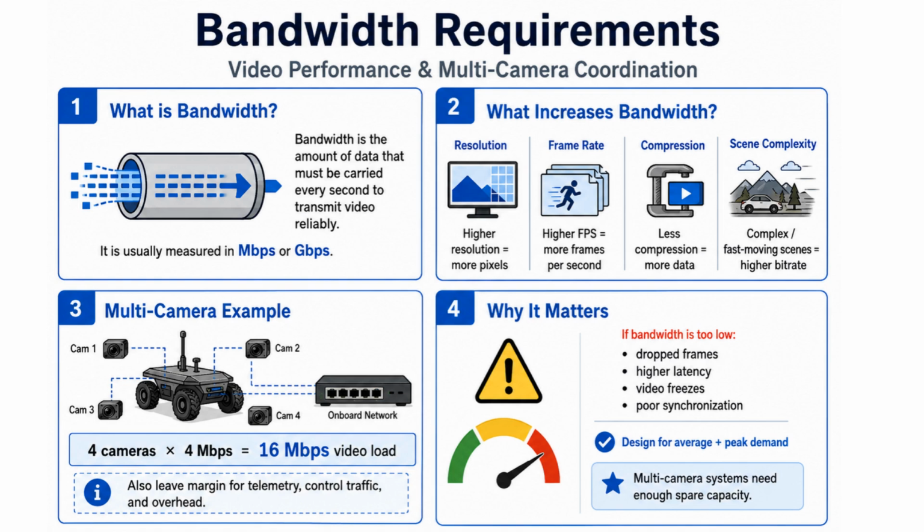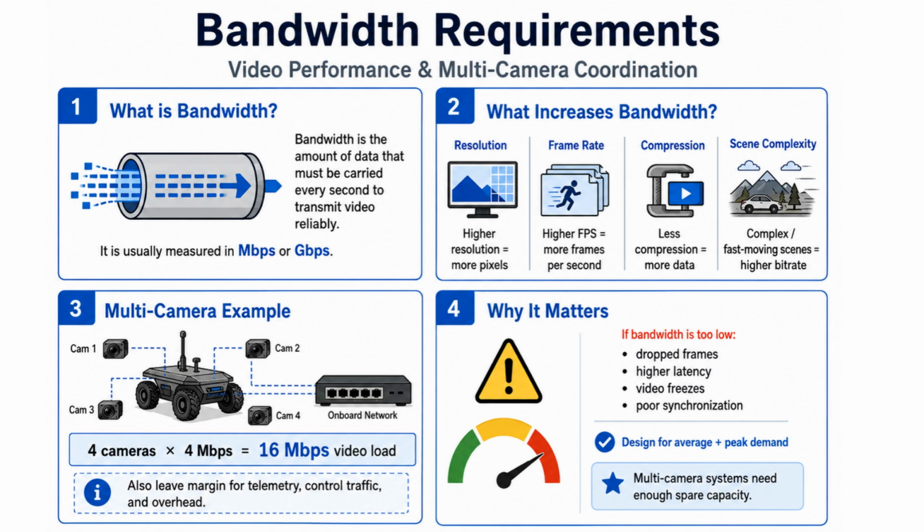Let us understand bandwidth requirements in a multi-camera vehicle system. Bandwidth is the amount of data that must be carried every second to transmit video reliably. It is normally measured in megabits or gigabits per second. The required bandwidth increases with higher resolution, higher frame rate, lower compression, and more complex or fast-moving scenes. In a multi-camera system, the total load is the combined bitrate of all active cameras.